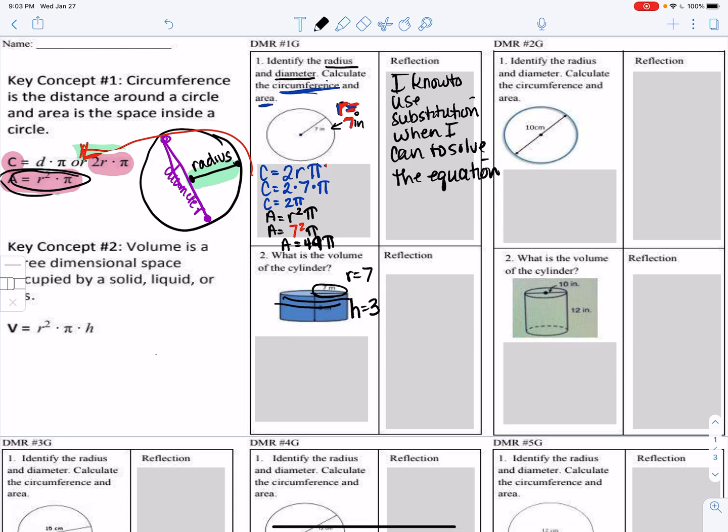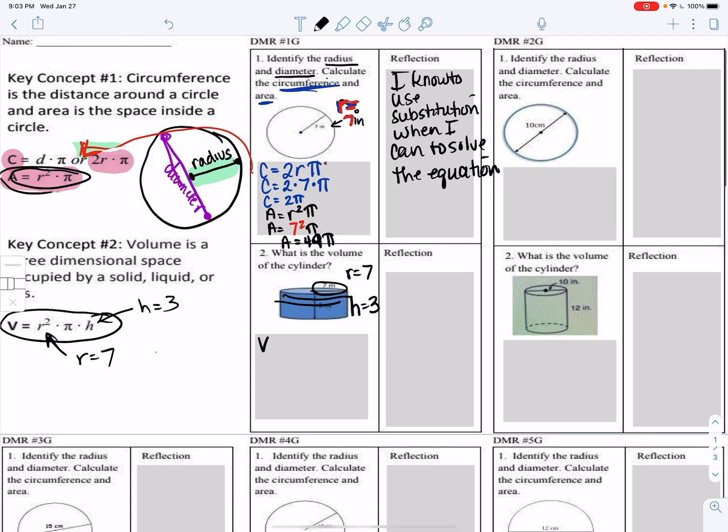And we'll do that if you're in class. If we're in class, I'll make sure to try to show that to you. But we're just going to use this formula over here, and we're going to substitute the information that we have. We have the h equals 3, and we have the r equals 7. So I'm going to substitute them in. V equals r squared times pi times h.